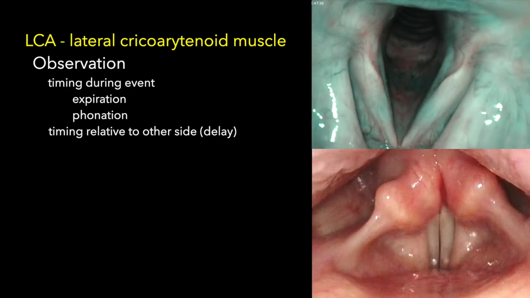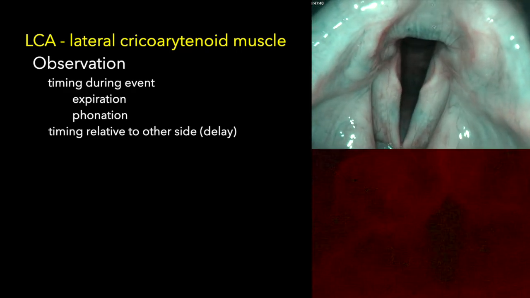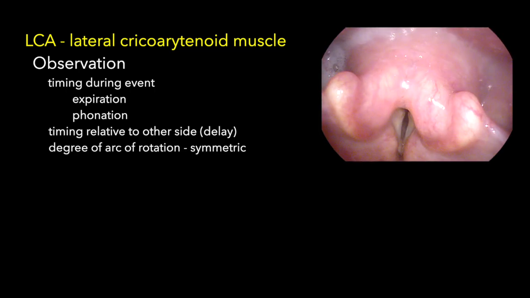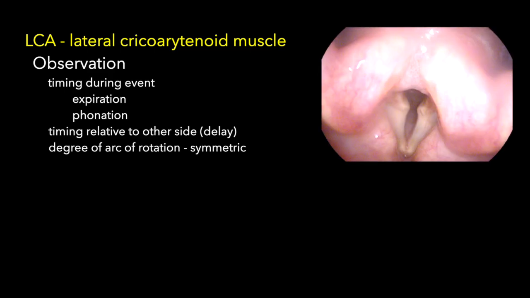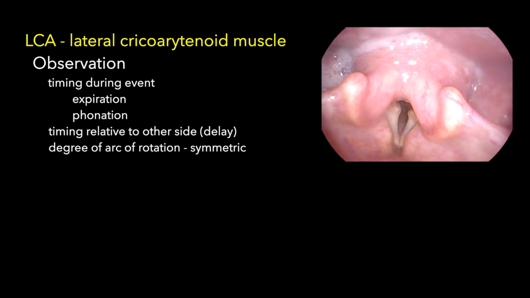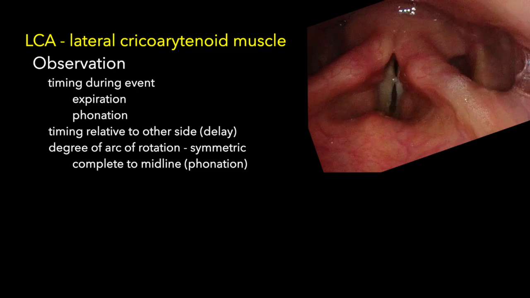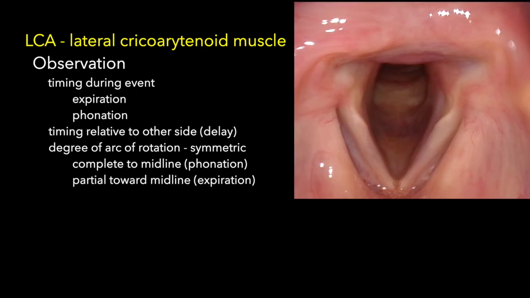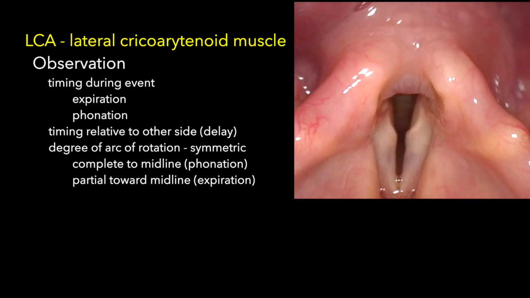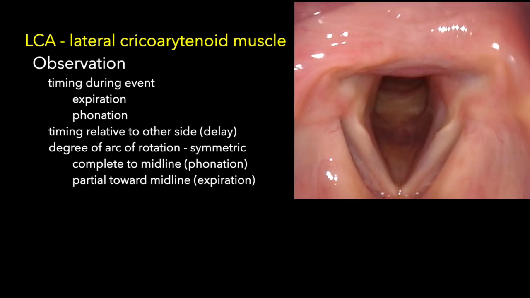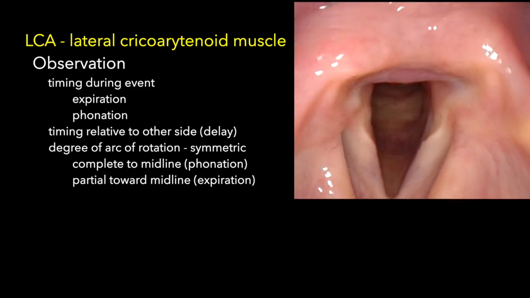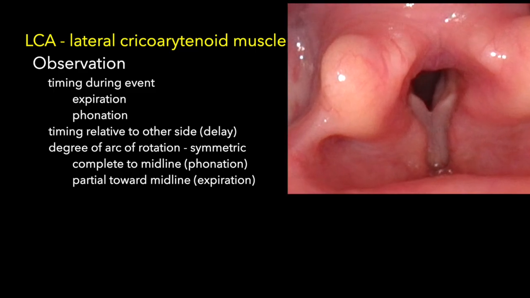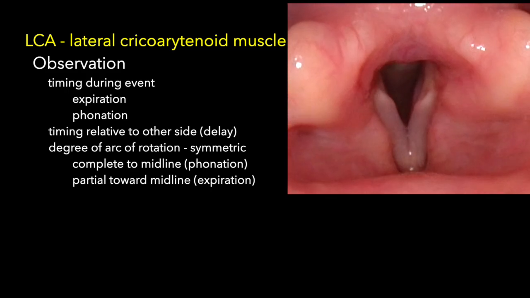So you can look at left and then right and see if there's a delay between one side and the other. You can also look at the arc of rotation toward the midline and that should, in general, be symmetric. Both during phonation, it should be symmetric and complete, and during expiration, it should be symmetric and partial closure, kind of depending on the degree of positive end expiratory pressure that you need. So someone with COPD will tend to close nearly completely the vocal cords during expiration.